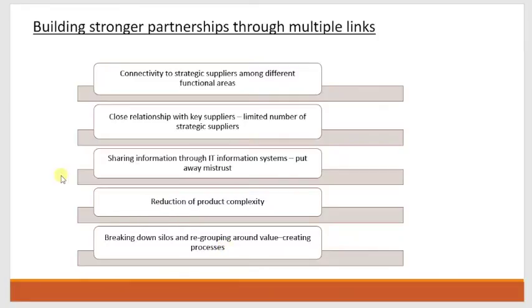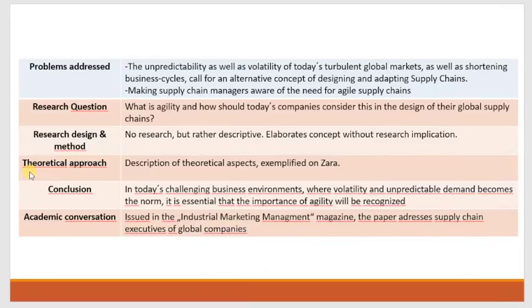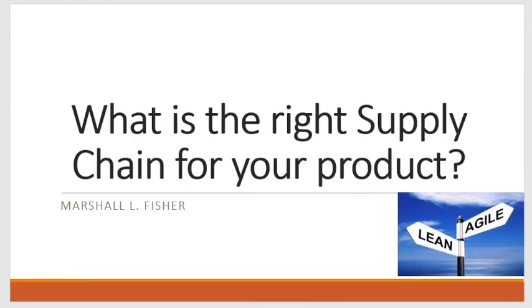to changing customer demands. So to come to an end, we can conclude that in today's challenging business environments, where volatility and unpredictable demand becomes the norm, it is essential that the importance of agility will be recognized. And hence, this article is also, as it was issued in the Industrial Marketing Management magazine, I would assume that it is addressed to supply chain executives of global companies, in order to make them aware of the need for the adaptation of their supply chains in order to make them more agile. So let's go on with the next article.